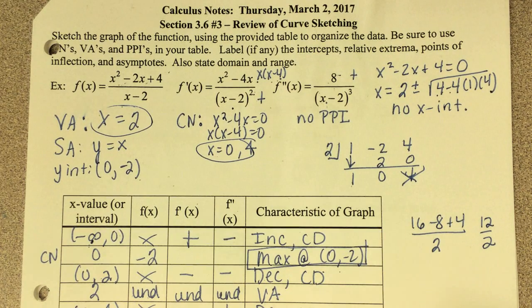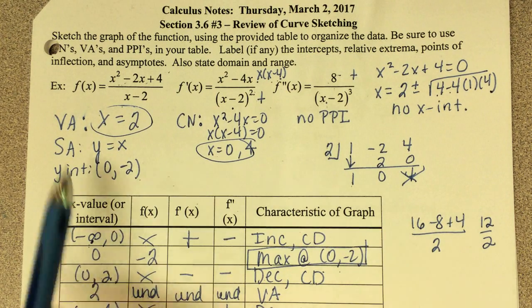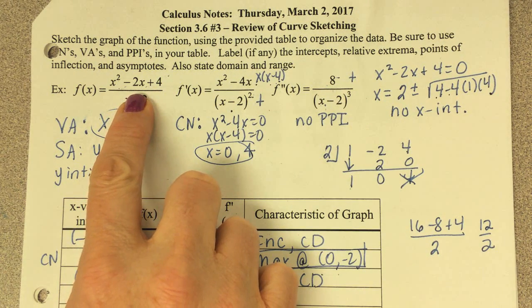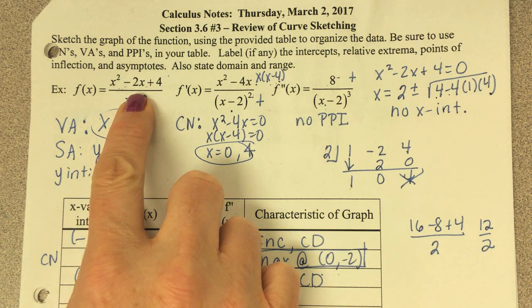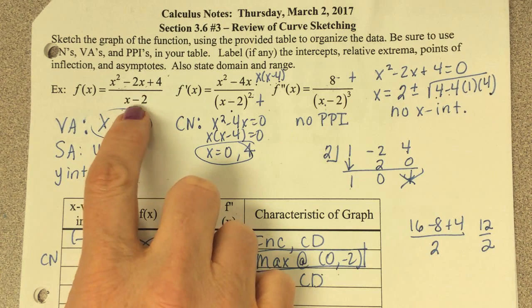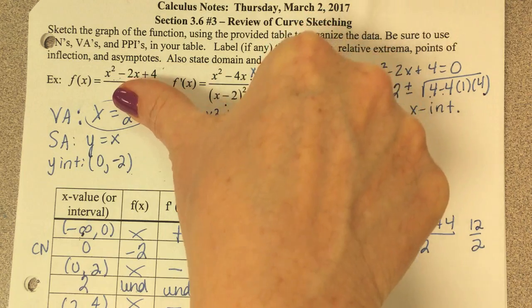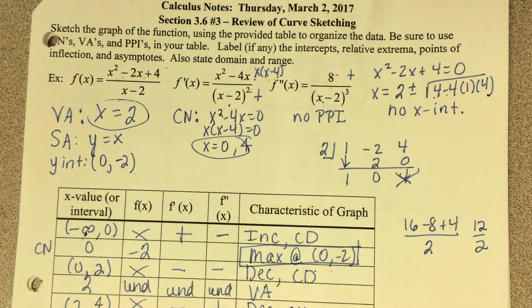Some of these might have slant asymptotes on what you're doing today. But guys, remember, if there's no denominator, it's just a continuous function, right? Only when it has a denominator does it have vertical asymptotes. If I took that away, just look at that for a minute. If I took away that denominator, that's going to change the way it looks completely.